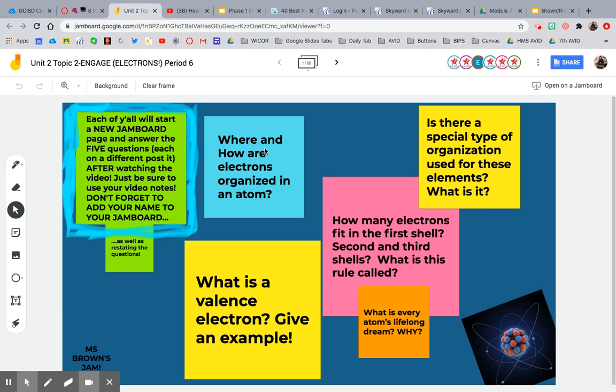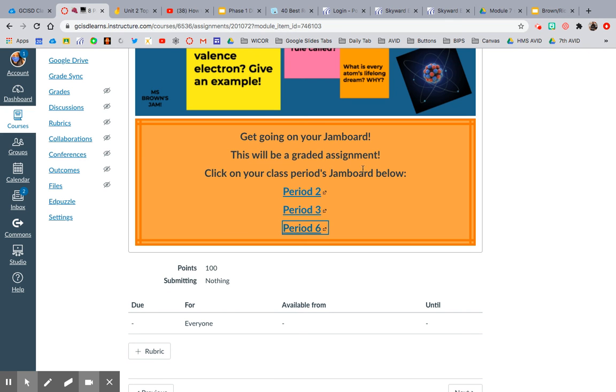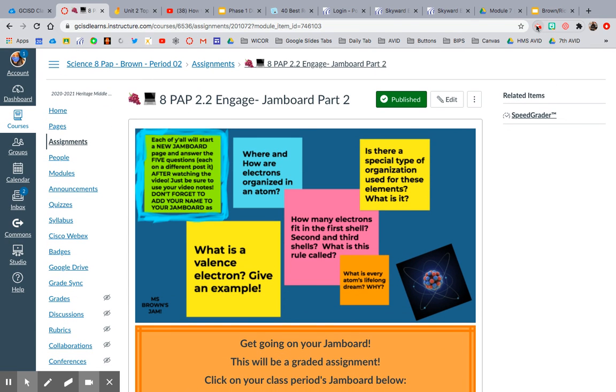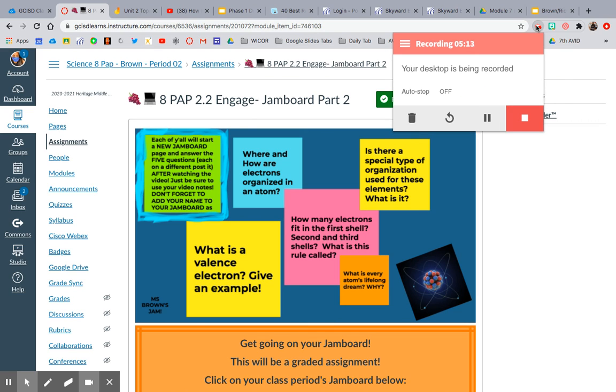For example, I would start a new page and I would add a Post-it that said, atoms are located blank, and they are organized blank. So just make sure you're restating, so that way people that look back on the Jamboard know what it is. And that's it, y'all. That's what we did Monday, October 5th in grade 8 pre-AP Science.